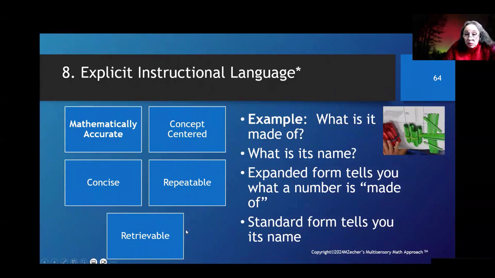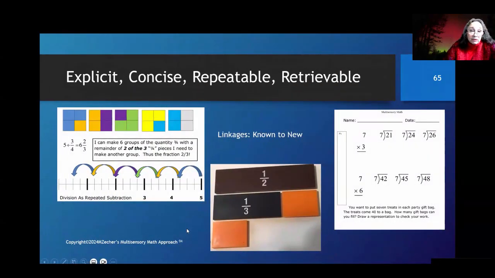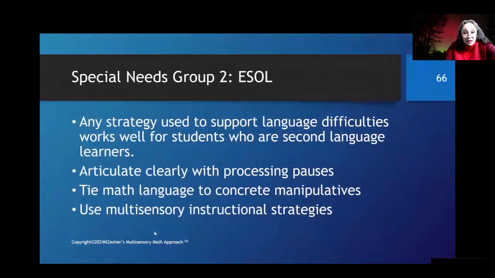Finally, your language needs to be mathematically accurate, concept-centered, concise, repeatable, and retrievable so that you build that internal monologue for them to work independently when they're away from you. And we just went over that language, how we link and the linkages from known to new, linking division of whole numbers to division of fractions, and why the remainder is named the way it is.